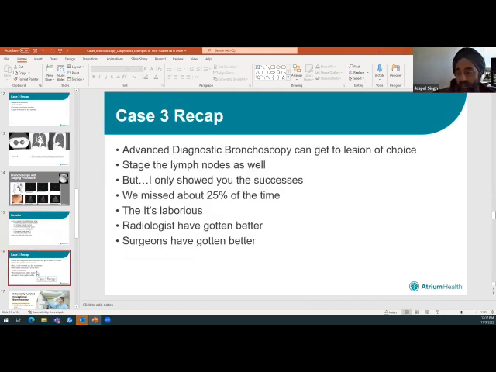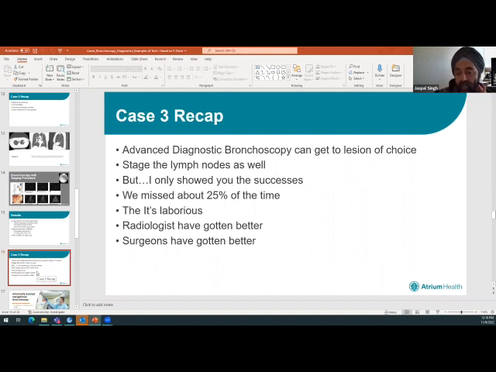But then the issue is, we missed about a quarter of the time. The issue is, it's laborious, and the radiologists have gotten better to do what's called CT guided biopsies, and the surgeons have gotten better with minimally invasive biopsies. So, you feel the heat, we're a little competitive. We want to get better too as well.